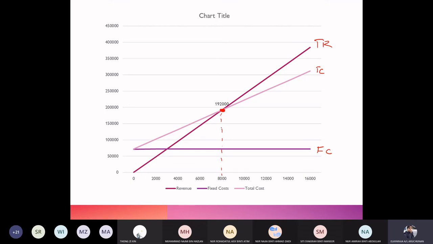So in order to reach the maximum 19,000 profit, it has to go for 18,000 sales. So to reach that profit, I think the graph alone is not enough to show that.